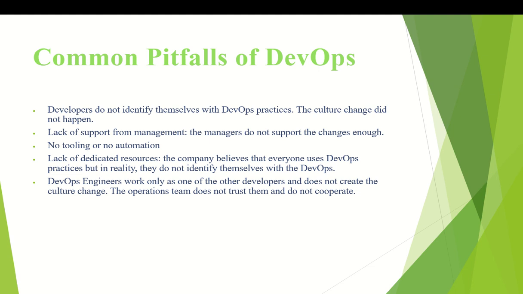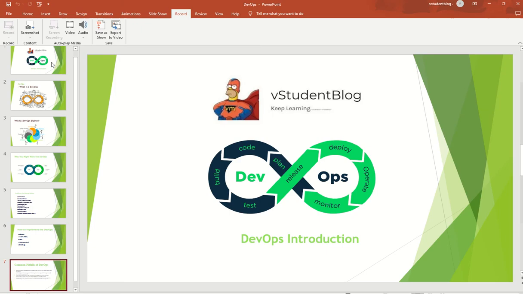Lack of dedicated resources. The company believes that everyone uses DevOps practices, but in reality they do not identify themselves with DevOps. DevOps engineers work only as one of the other teams and do not create the culture changes. The operations team does not trust them and does not coordinate or cooperate. So this is a little bit of introduction about DevOps and about the DevOps engineer.